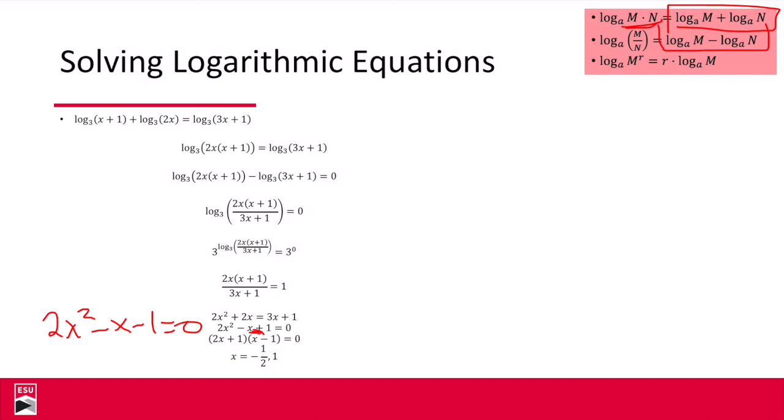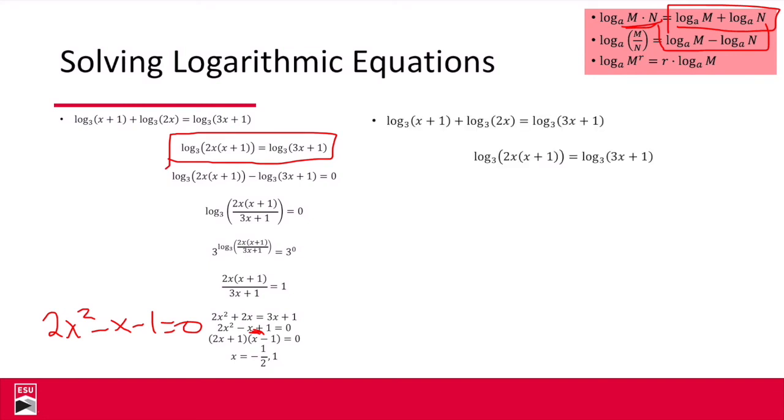Now, that seems like a lot of work. And I want to point out that we could have started differently. Or not started, but from that second step. So here, at this second step, where we said log base 3 of 2x times (x plus 1) is the same as log base 3 of 3x plus 1, we could have used the fact that our logarithms are 1 to 1, and this is why I reminded us of those properties on that second slide.